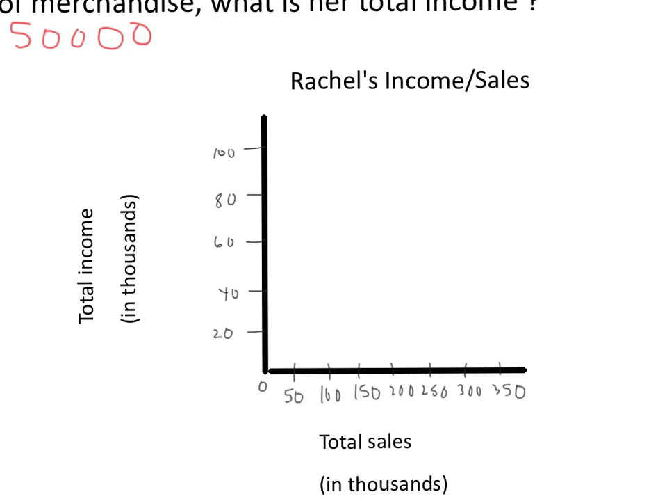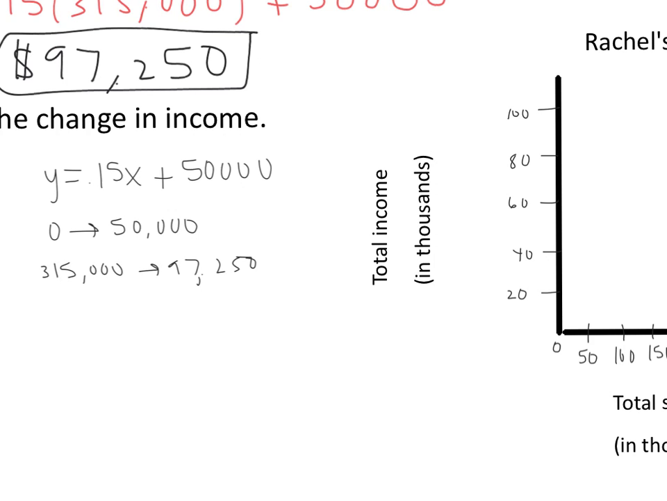Now I'm going to pick values to plug into my equation so that the line of my graph can appropriately be graphed on this graph right here. Now I know that if I plug in 0 for x into my equation, I'll just get 50,000 because anything times 0 is 0, plus 50,000 will just be 50,000. Then I also already solved that if I plug in 315,000 for x, so if that was her sales, her income was 97,250. So I've already got those 2 points, but let's just find one more just in case.